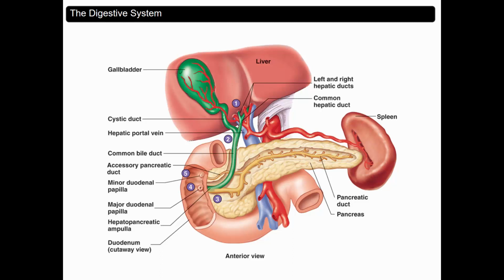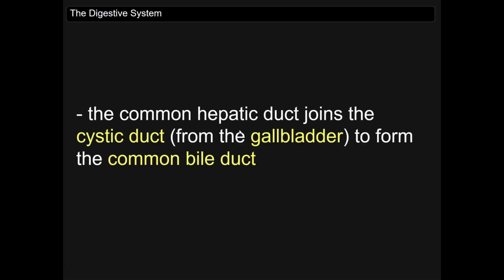Alright, so getting left and right hepatic ducts coming from liver, merge to form common hepatic duct. And then our common hepatic duct is going to join the duct from the gallbladder, and that one is called the cystic duct. So cystic ducts coming from the gallbladder merges with our common hepatic duct, and that forms the common bile duct, which is going to lead us down, pokes through the pancreas, and enters the duodenum eventually.